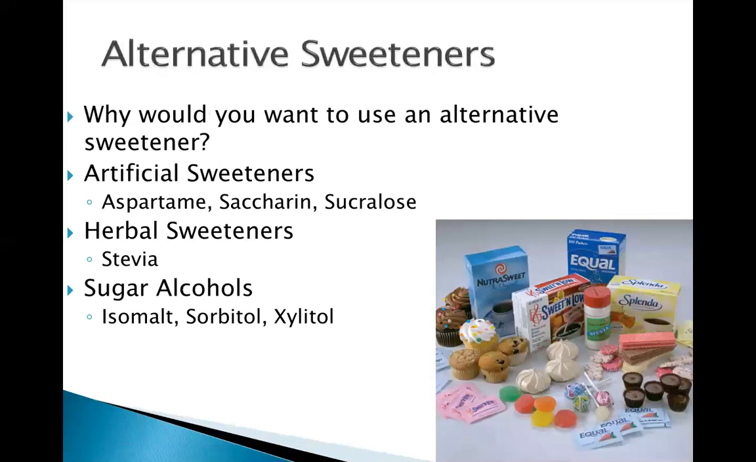Alternative sweeteners. These are items that you can use, products you can use instead of sugar. Most of these sweeteners have reduced calories or they are so sweet that the amount of them that you need to use to taste sweetness is so small.